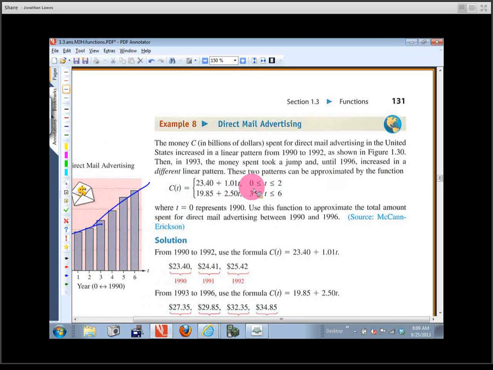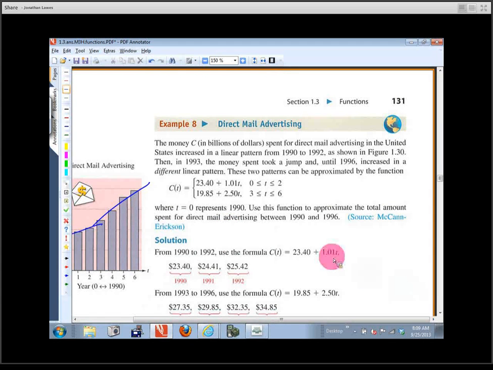So if we plug in a 0, a 1, or a 2, we plug it into the top one. If we plug in a 3, a 4, a 5, or a 6, we plug it into the bottom one. And it says t equals 0 represents 1990. You know how we did that the other day? Kind of lop off the gigantic numbers. Who wants to plug in 1990 into a function? Not nearly as much fun.